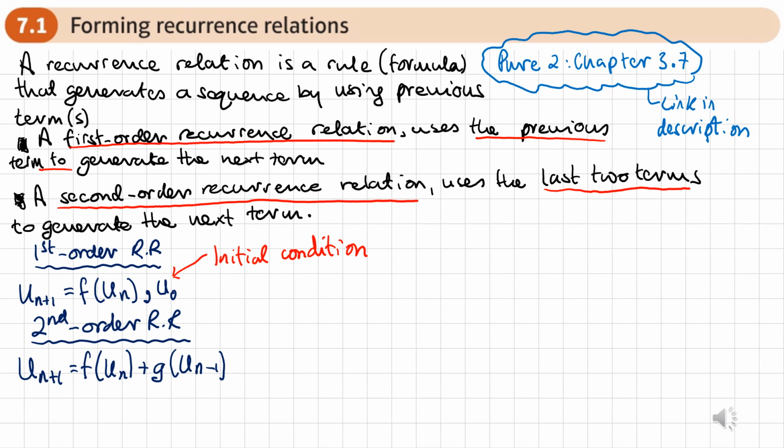Another way of writing this would be to say u(n+2) is equal to a function of the previous term u(n+1) and a function of the term before that. So this is another way of writing the same thing. It means the same thing. We're using the last two terms to get the next term in the sequence.